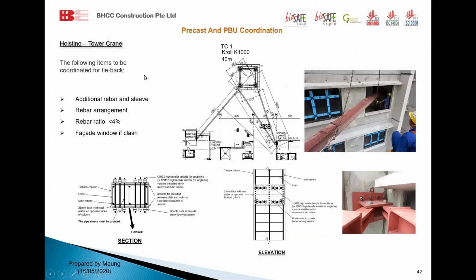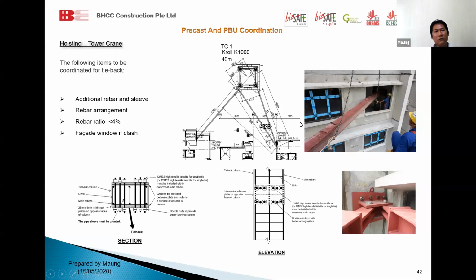Now for the tower crane tie back, the following items we need to coordinate and then input to your precast drawing. Definitely we need the additional rebar for the tower crane tie back and the sleeve also. Based on the additional rebar, we need to arrange the rebar, then make sure the rebar ratio shall not be more than 4% as per the requirements. Then check whether there is clash or no clash.